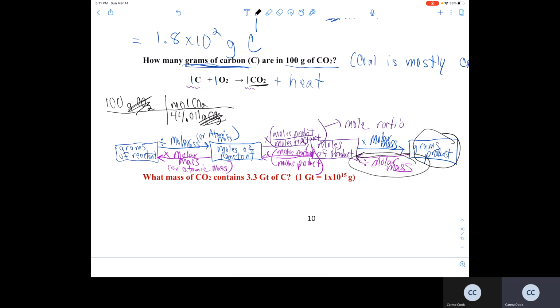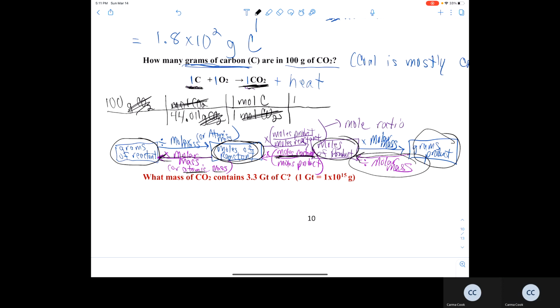And then now that we've got moles of product, we're going to convert the moles of product into moles of reactant, carbon, by multiplying by this ratio, moles of reactant divided by moles of product from the balanced chemical reaction. And there's 1 mole of carbon for every 1 mole of CO2. So now moles of CO2 cancel. And then the last step, we'll convert moles of carbon to grams of carbon by multiplying by the atomic mass for carbon. And now moles of carbon cancel, and you're left with the unit that you want, grams of carbon.